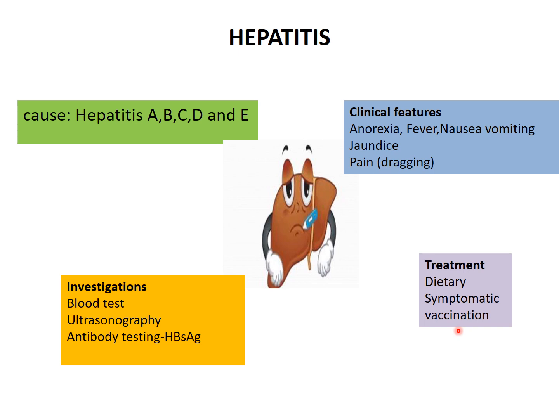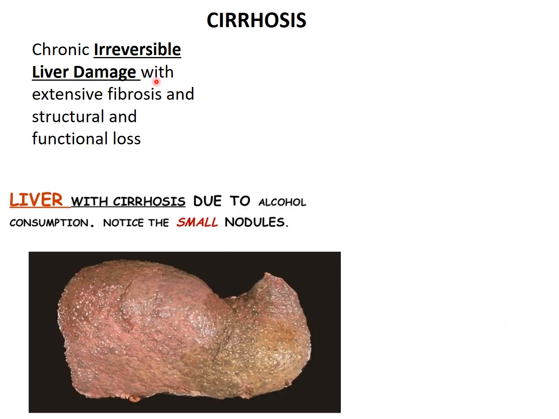Vaccination is also there. For example, the hepatitis B vaccine, which prevents the occurrence of hepatitis B, and this treatment is also symptomatic in nature. The patient having the symptom will be given treatment accordingly.